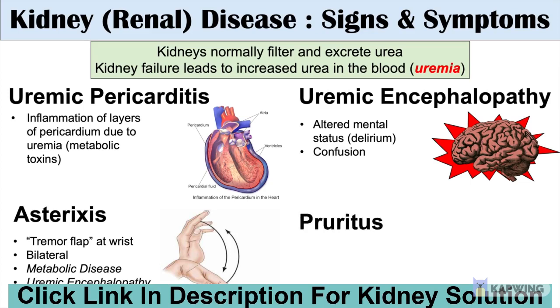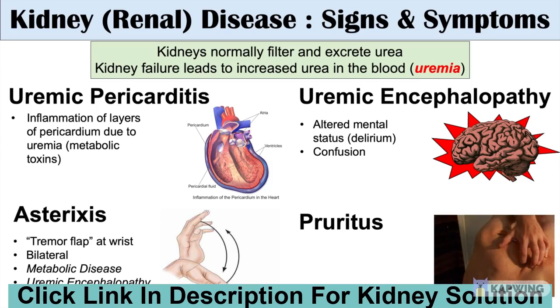Another symptom we can see in kidney disease patients is pruritus. Pruritus is an itching sensation, so very itchy, dry skin. This is again due to uremia. Uremia can cause a patient to feel very itchy on most parts of their body. This will lead to excoriation, so scratch marks on many parts of their body. We can see this as a sign of kidney disease as well. This can also be known as uremic pruritus. So itching sensation caused by increased urea in the blood.